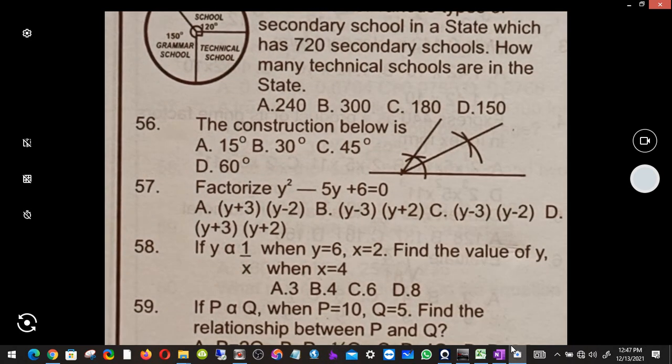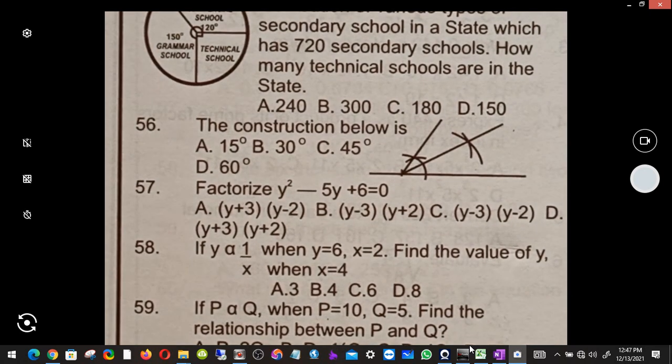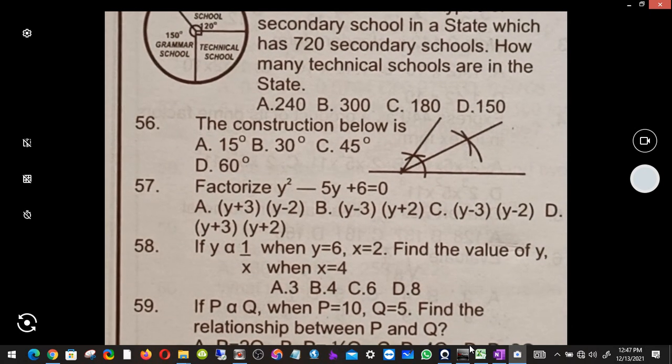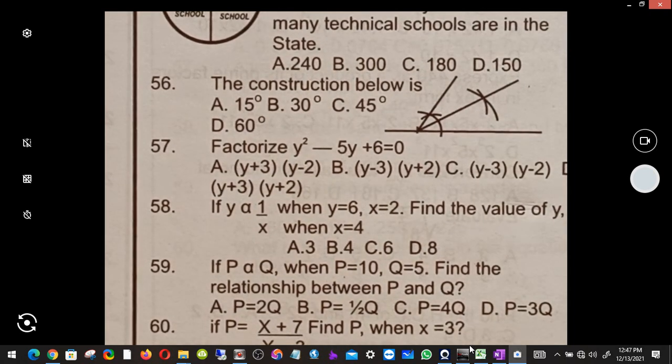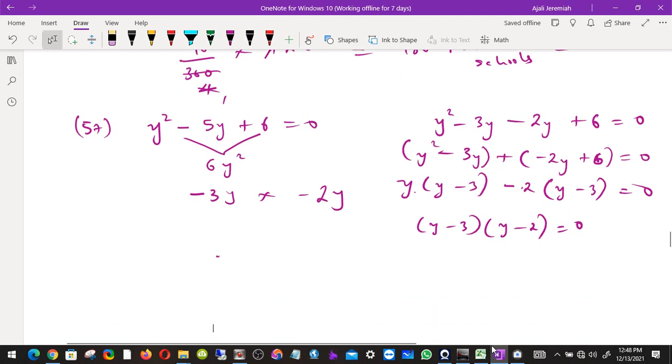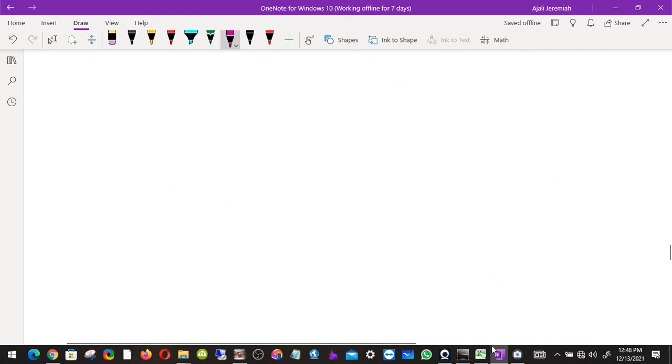Number 58. If y varies inversely as x, when y equals 6, x equals 2, find the value of y when x equals 4. Okay, y varies inversely as x. Because of the word inversely, this is how it's presented: it's 1 over x. So y becomes equals k over x. When you change the proportional sign to equals, you introduce your constant k. Are we together? Yes, sir.